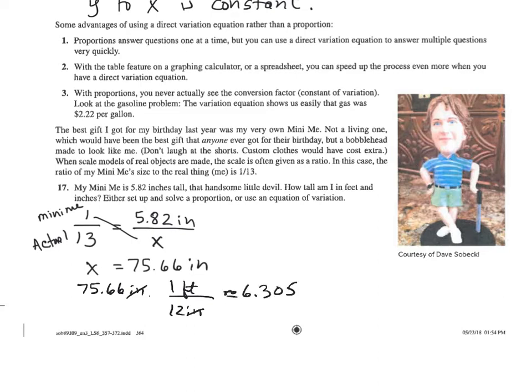Okay, so let's go ahead and divide that by 12, and we get 6.305. But that's feet. So we know it's 6 feet, but how many inches? Well, I've got 0.305 feet, and I need to go to inches. 1 foot is 12 inches. So 0.305 times 12 gives us 3.66, which is roughly 4 inches. I guess I should put that.